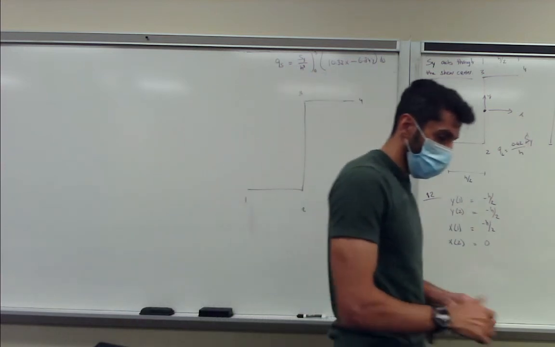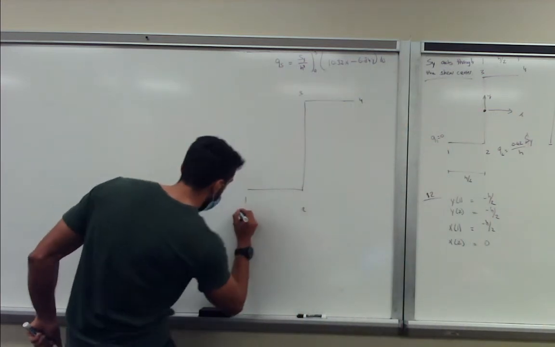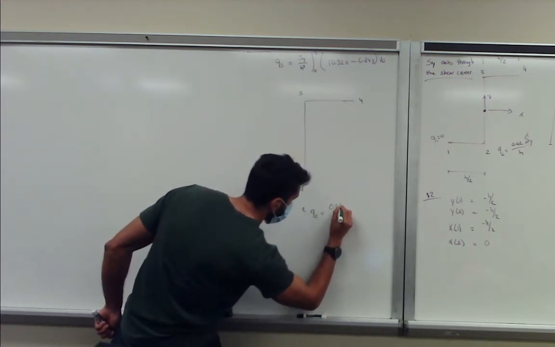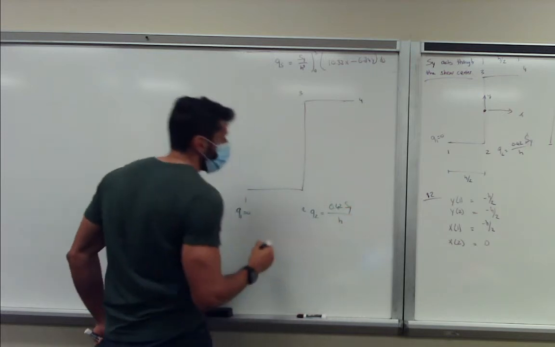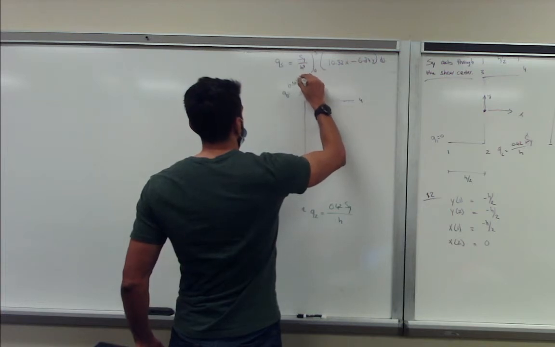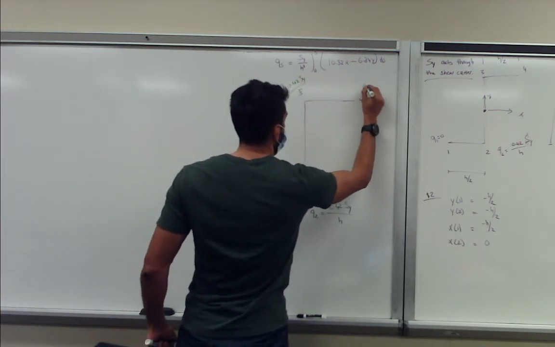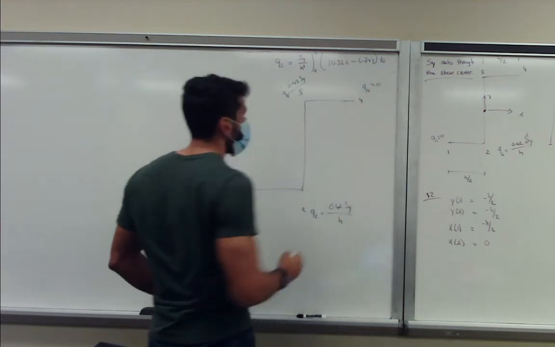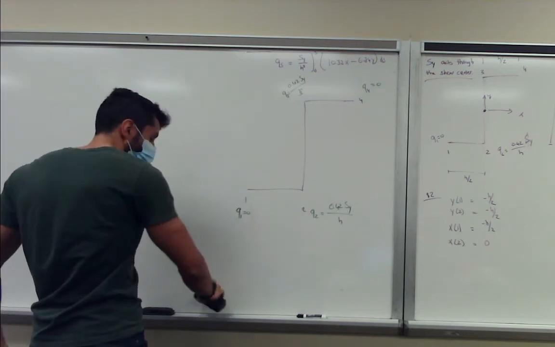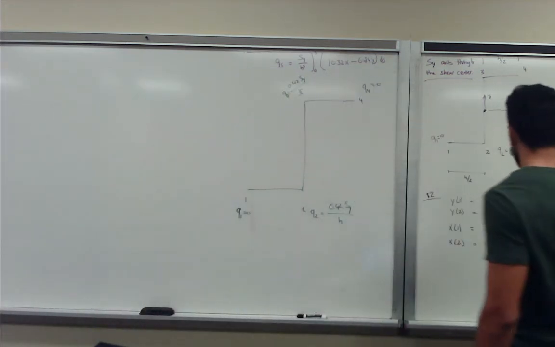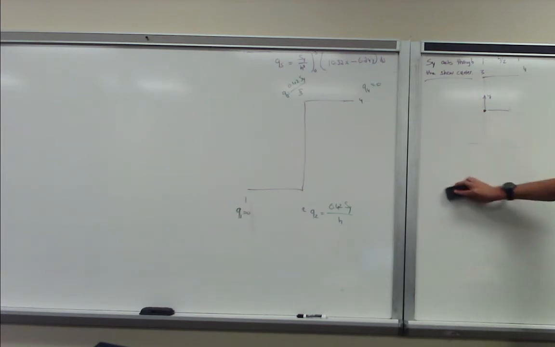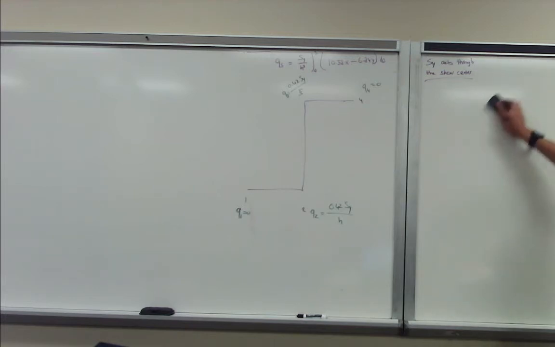And we know that Q1 is equal to 0, Q2 is equal to 0.42 Sy over h, Q3 is 0.42 Sy over h, and Q4 is equal to 0. So if we have these values, we can also plot how the shear flow distribution looks.